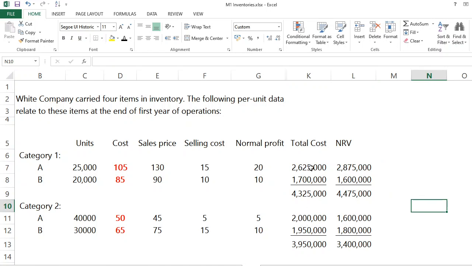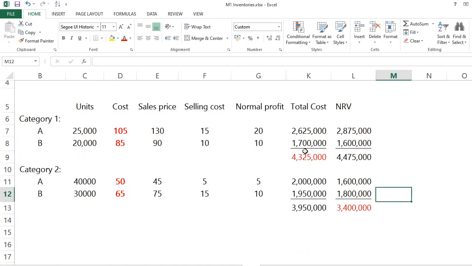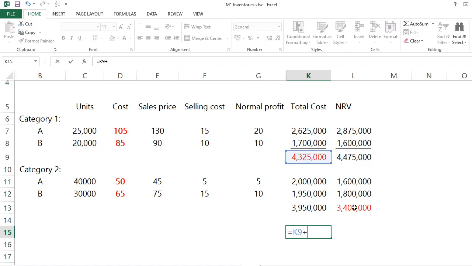It's still the same, but we no longer look per item, it's no longer this versus this. Instead, we look at the total of each category. So 4,325 versus 4,475. Which is lower? This one. And then 3,950 versus 4,000. This one is lower. Therefore, using the LCNRV applied to inventory category, that is a total of 4,325 plus 3,950, a total of 7,725 LCNRV using the category approach.